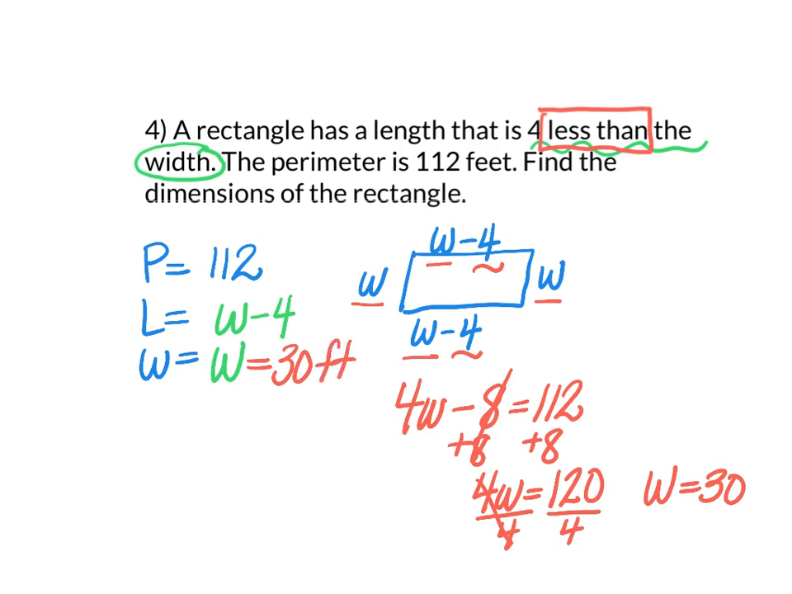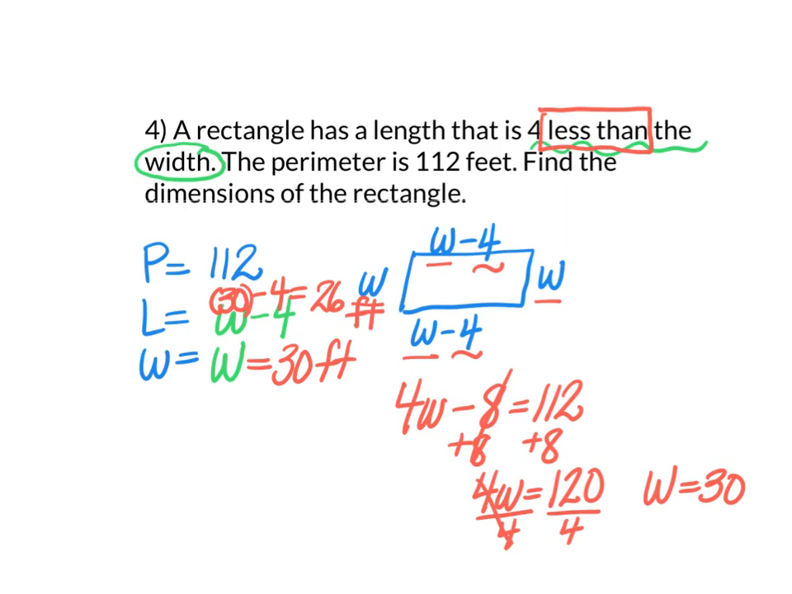And then when I replace this W that's part of my length expression with 30, so 30 take away 4 equals 26. So my rectangle is 26 feet by 30 feet.